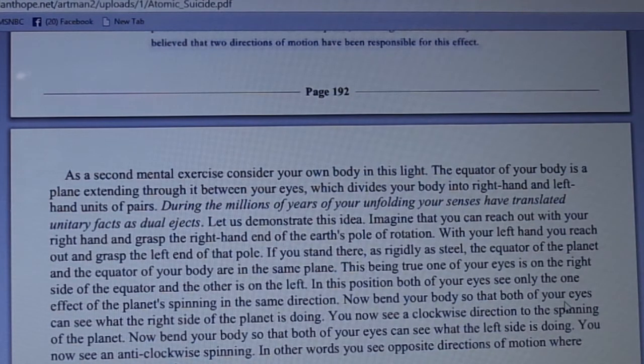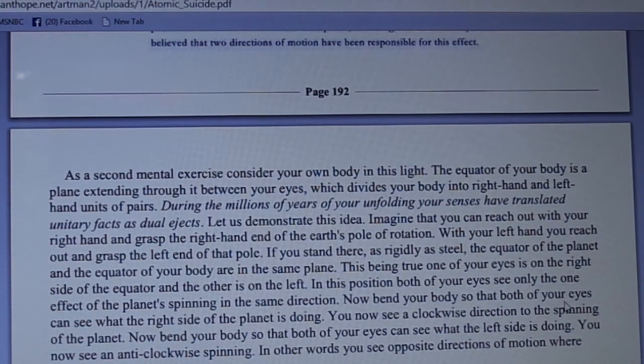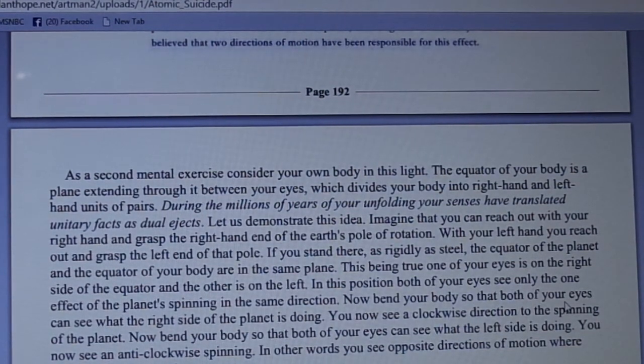Imagine that you can reach out with your right hand and grasp the right-hand end of the Earth's pole of rotation. With your left hand you reach out and grasp the left end of that pole. If you stand there rigidly still, the equator of the planet and the equator of your body are in the same plane. This being true, one of your eyes is on the right side of the equator, and the other is on the left. In this position, both of your eyes see only the one effect of the planet spinning in the same direction.